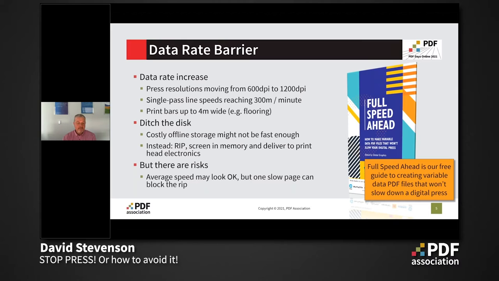So the idea is to ditch the disk. Avoid costly offline storage that may in any case not be fast enough, but instead rip and screen in memory and deliver to the printhead electronics as I've described. But there are risks to this approach. The thing is that you can run a job and look at the average speed, but one slow page could block the press, could hold up the RIP, and therefore starve the press of data. So it could be a risky proposition.